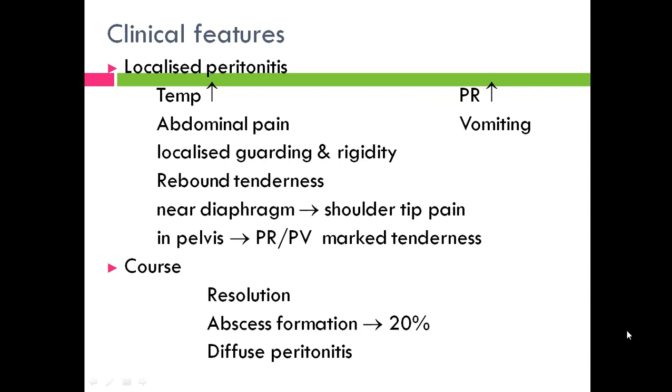If there is peritonitis in and around the region of the diaphragm, for example in acute cholecystitis, you may get pain referred to the shoulder tip on the right side. In the pelvis, you may get marked tenderness when you attempt a per rectal examination or a per vaginal examination. Now, what is the course of this localized peritonitis? It could resolve, it may turn into an abscess, or it may lead to a diffuse peritonitis.